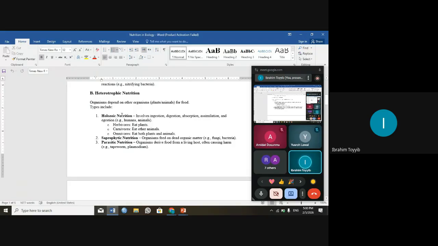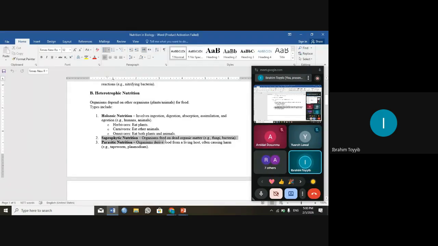Now holozoic nutrition. We have organisms that undergo holozoic nutrition, like humans, like animals. Even amoeba undergo holozoic nutrition. You can have herbivores, they eat only plants. Carnivores eat other animals, that's flesh. Omnivores eat both plant and animal, for example human beings. Examples of carnivores are tiger, lion, those carnivorous animals. Examples of herbivores: cattle, sheep, goats.